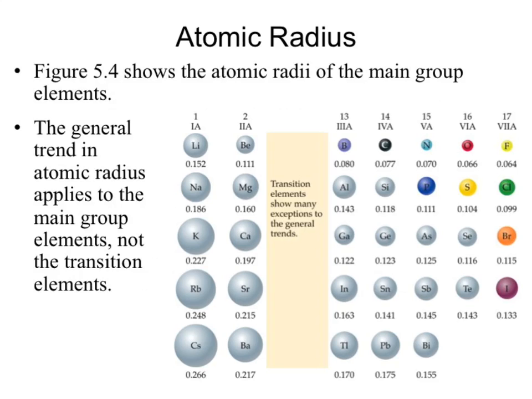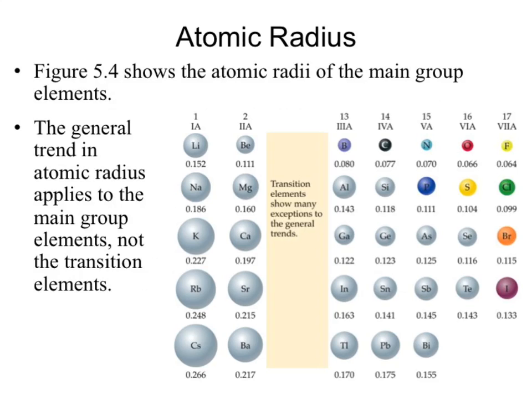You'll notice that we don't look at the transition elements, or even the inner transition elements. Any ideas why? Yeah, we start to see exceptions to these rules. So we've got to be a little bit careful with some of the trends that we pick up in the periodic table. Sometimes we'll see exceptions. For the most part, when we're looking at those first 2 columns and the last 6 columns, we hold pretty true to these general trends.